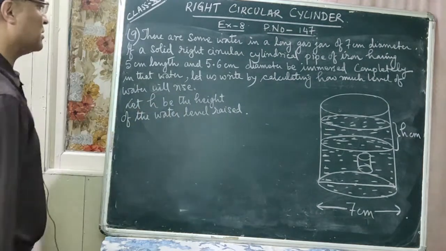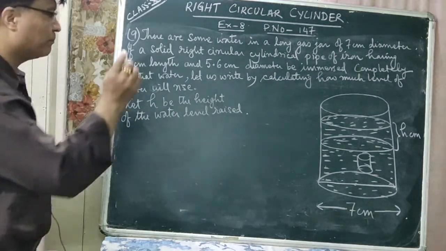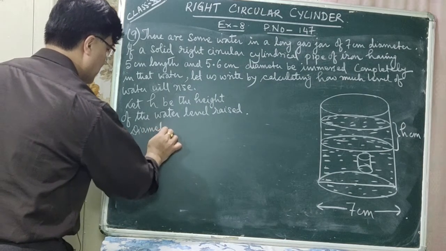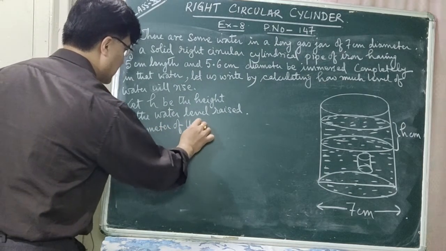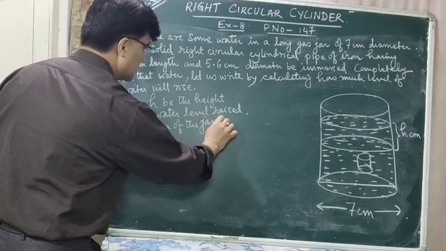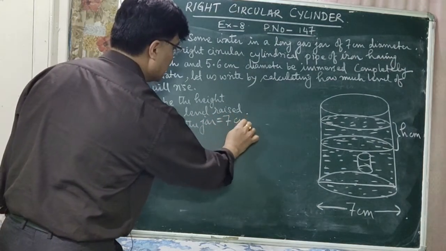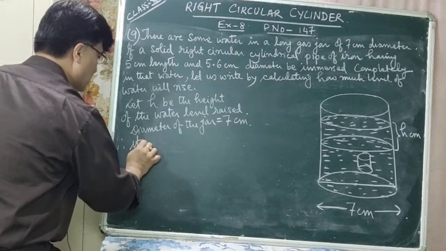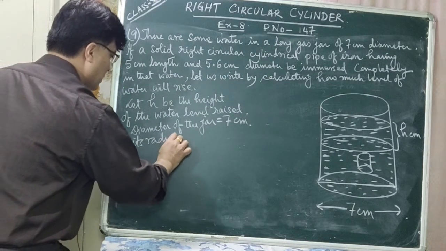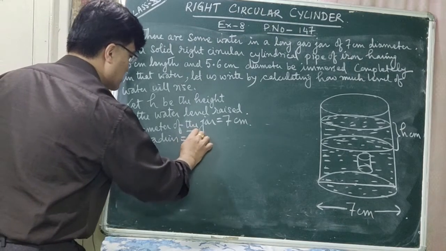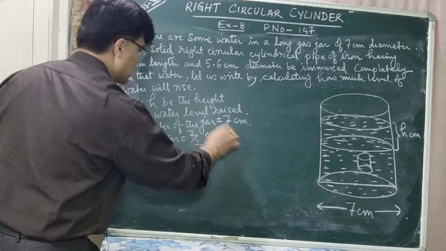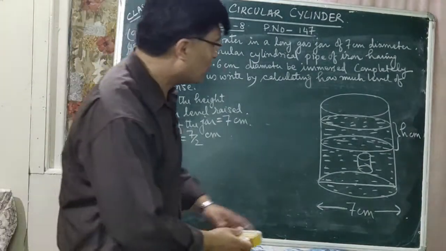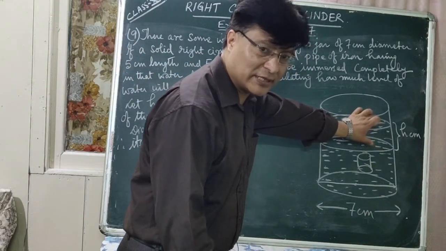Let h be the height of the water level raised. Okay, now what is the diameter of the jar? It is 7 centimeter. You know that it is given in the question. So its radius is equal to 7 by 2 centimeter. So now you can find out the volume of the water level raised, isn't it?